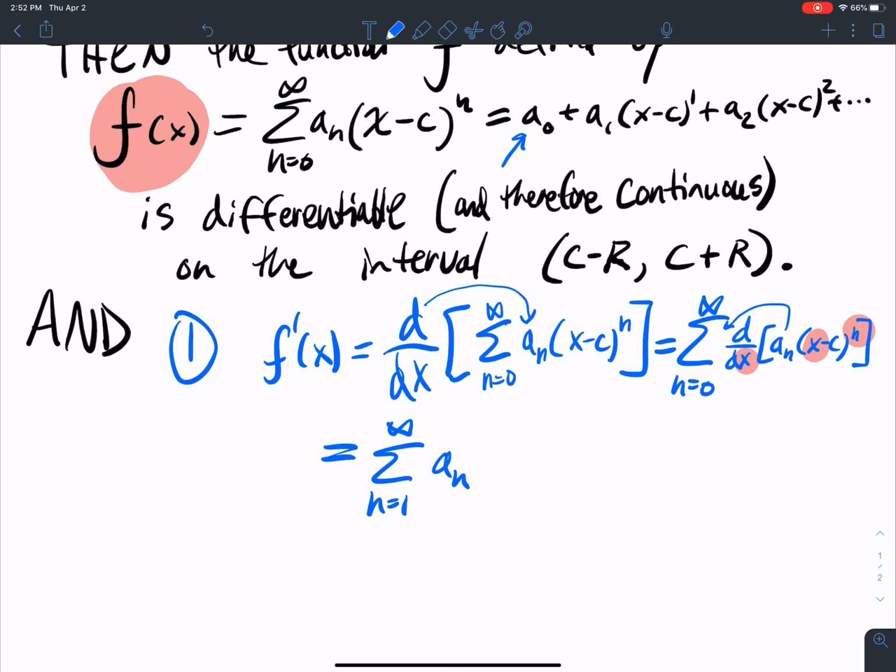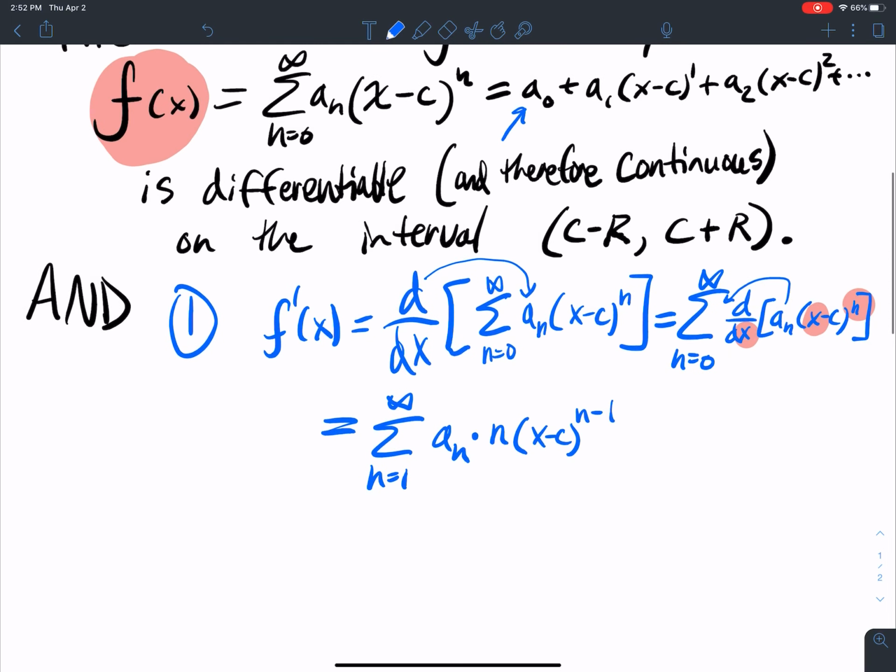And the derivative of x minus something raised to the n is what? Well, chain rule says it's the derivative of the outside, n times x minus c raised to the n minus 1, times the derivative of the inside. Derivative of the inside with respect to x is just 1, okay? So this right here, my friends, is the derivative. How do I write this out? This is what? Plug in 1.